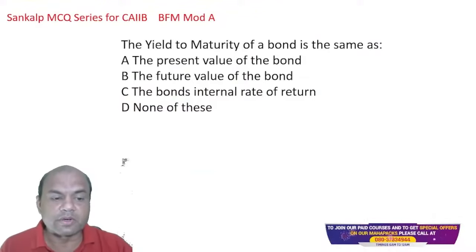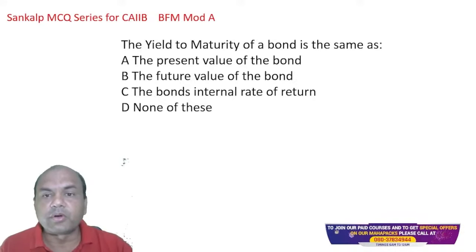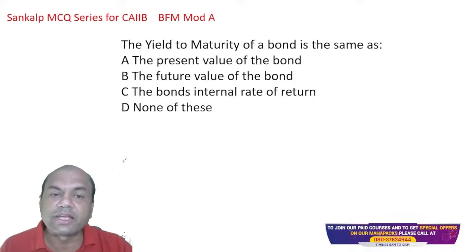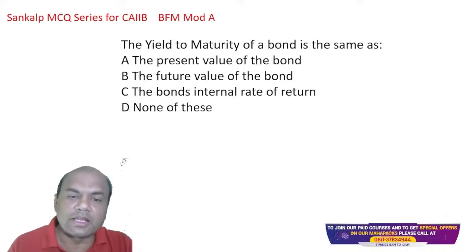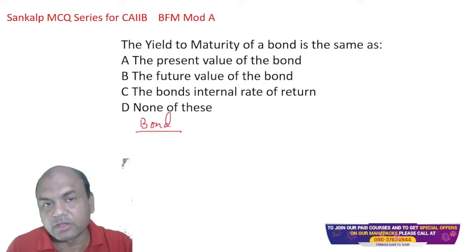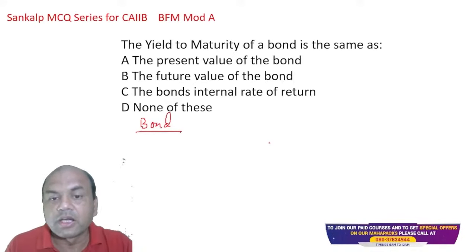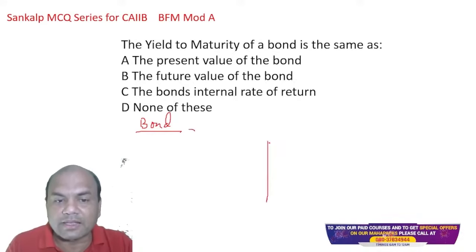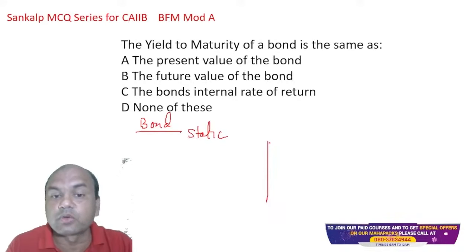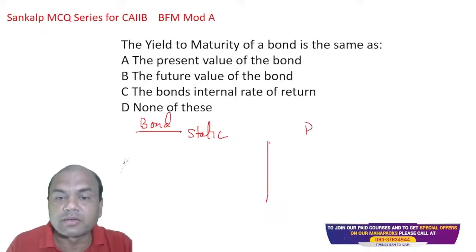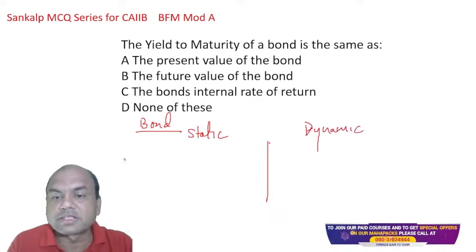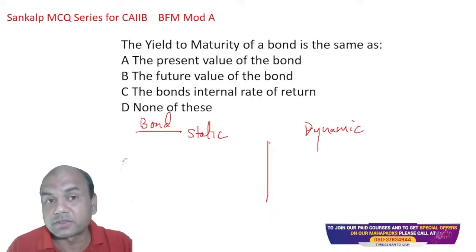The yield to maturity of a bond is the same as what? Now I'll tell you something. In any bond, remember, there are five elements. Out of these five, three are static. Static means they don't change at all. Let anything happen, they won't change. And two are dynamic. Dynamic means they will change.